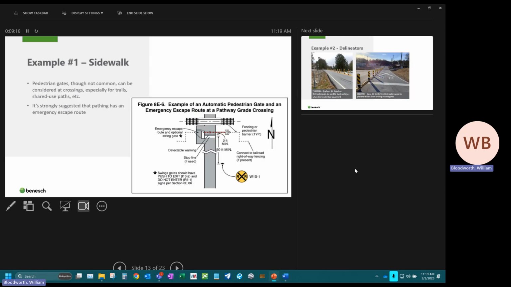And this is another version of a sidewalk, not as commonly found. The image is pulled directly from the MUTCD. This type of pedestrian gate is used primarily for like shared use paths or trails. One thing I will point out about this image is that the MUTCD strongly recommends that there's an escape route for the pedestrian. That's what you kind of see up to the left there. That way, God forbid, someone gets stuck between the gates and the track, they have an emergency escape route through that.